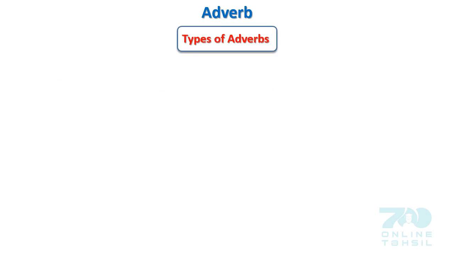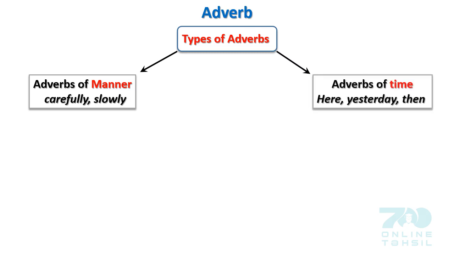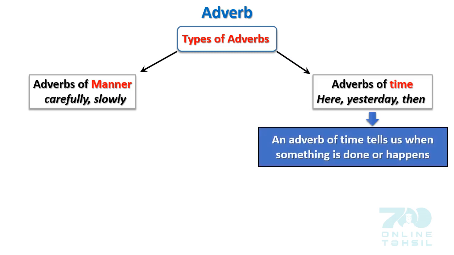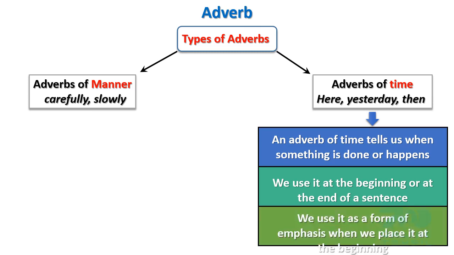Types of adverbs. There are many types of adverbs, such as adverbs of manner: carefully, slowly. Adverbs of time: here, yesterday, then. An adverb of time tells us when something is done or happens. We use it at the beginning or at the end of a sentence. We use it as a form of emphasis when we place it at the beginning.